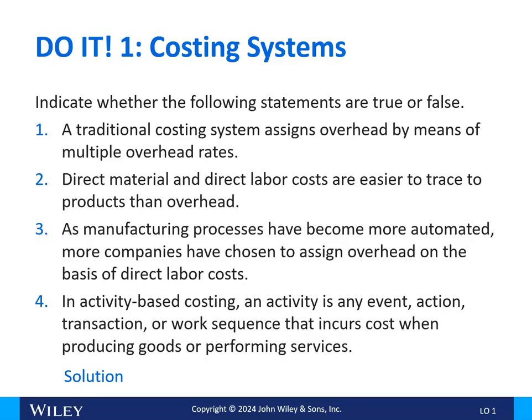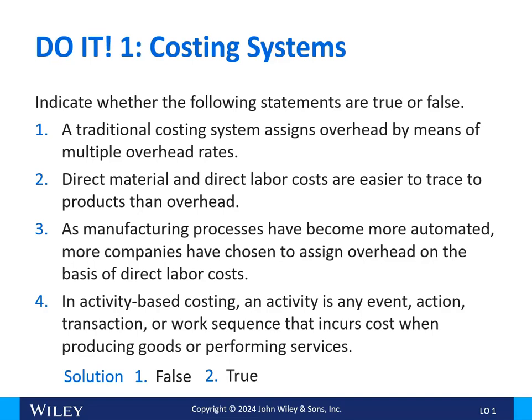So true or false? A traditional costing system assigns overhead by means of multiple overhead rates. It's false. It has one facility-wide overhead rate. Direct material and direct labor costs are easier to trace to products than overhead. That is true. Regardless of which system you're using, process, job, order, or ABC, direct material and direct labor are still always easier to trace to the product than overhead.